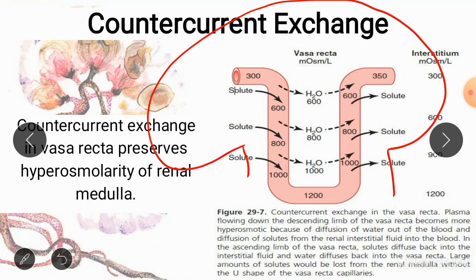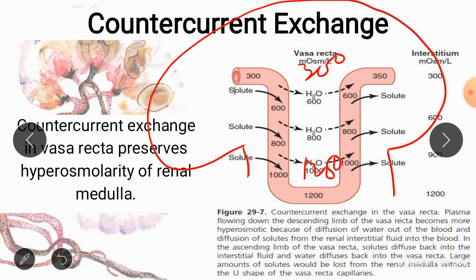And you also know that there is a capillary network around the nephrons, known as peritubular capillaries. The blood flowing in the peritubular capillaries has an osmolarity of around 300 milliosmoles because this is the normal osmolarity of plasma. So as the peritubular capillaries dip down from the cortex into the medulla, you can see that the medullary hyperosmolarity increases from 300 milliosmoles to around 1200 milliosmoles.